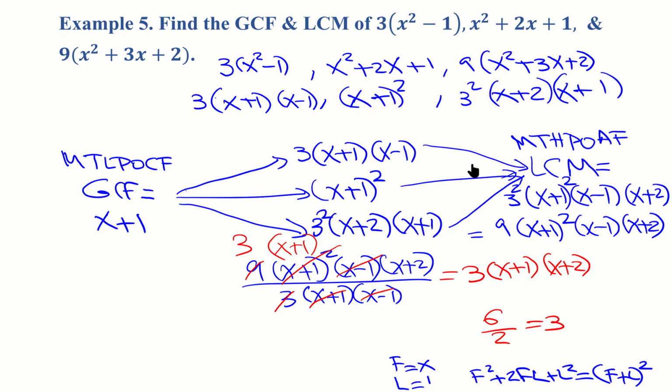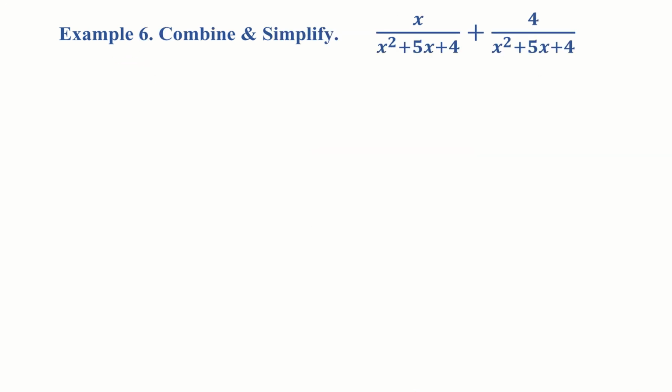You can see how (x plus 1) squared will certainly go into the LCM, and how this last one, 9 times (x plus 2) times (x plus 1), also goes into this expression, which is the LCM. All right, so now we get to the good stuff. We'll now go ahead and combine rational expressions.